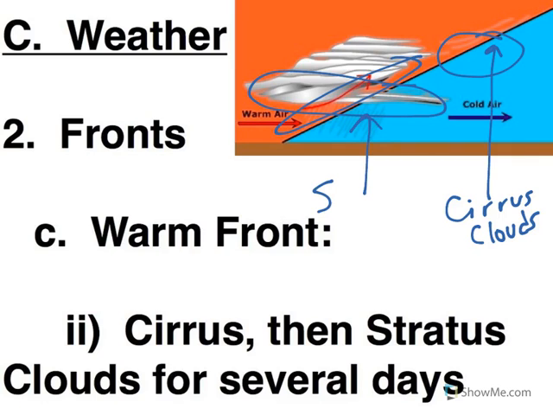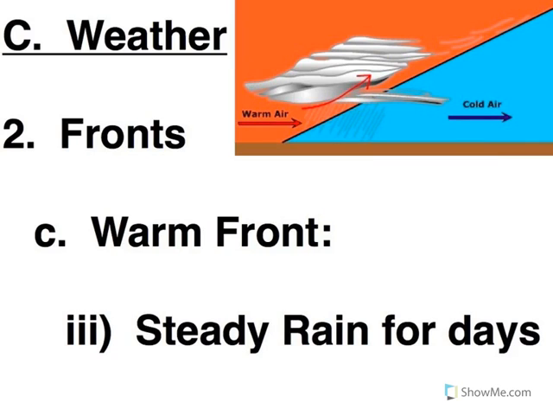And so these are going to be our stratus clouds. And we're going to see those for a couple days, probably. So typically you get the slow, steady rain from these stratus clouds. It's going to be spread out over a large section of that front.